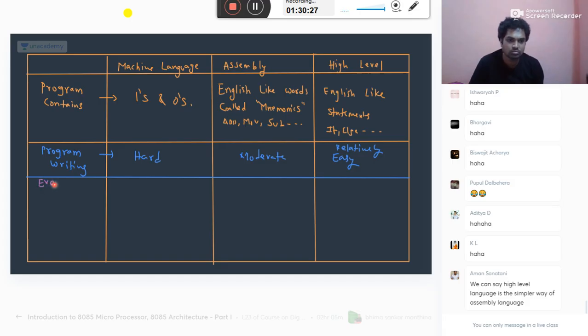Execution is faster here. Relatively slow here. This one is moderate. Next.